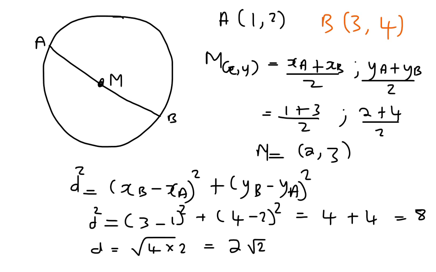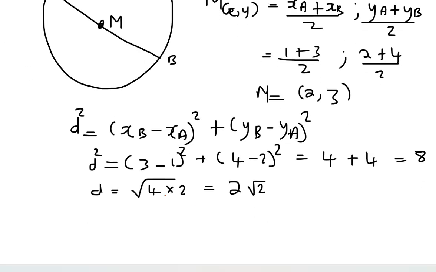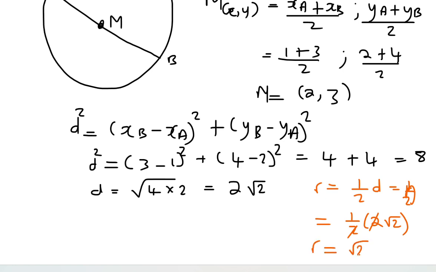So this is the diameter, right? But now what is the radius? The radius is half of the diameter. So we can say that the radius is equal to half of d. I'm going to run out of space, so let's put it here. So r is going to be a half of 2 square root 2, and then this 2 cancels this 2, and now we are left with the radius, which is square root 2, right?